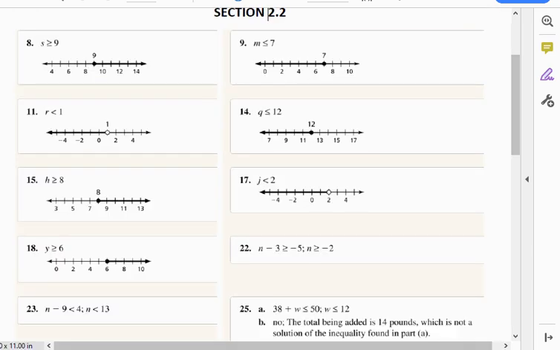2.2, there were only 4 in this section that you needed to do. We used to do these 2 sections over 2 days, but then students shared that they felt they could do it in 1 day, and they were right. So the problems that you had to do were 9, 11, 15, and 23.